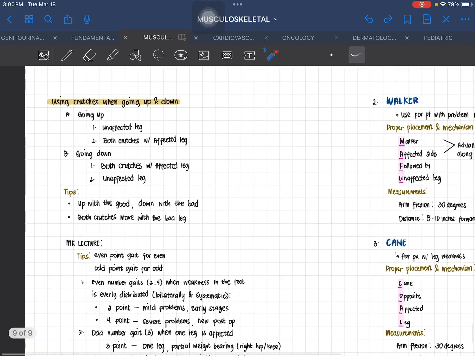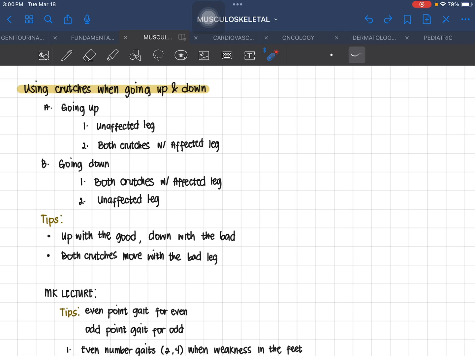Using crutches when going up and down. So, kapag up ka, good leg ang uunahin mo. So, good leg, then both crutches with unaffected leg. Kapag down ka naman, both crutches with affected leg, then susunod mo si good leg. So go up with the good and down with the bad. So bali pag mag-up ka, good leg, then sunod si crutch with affected leg, then kapag bababa ka, crutch with affected leg, then good leg. Okay?